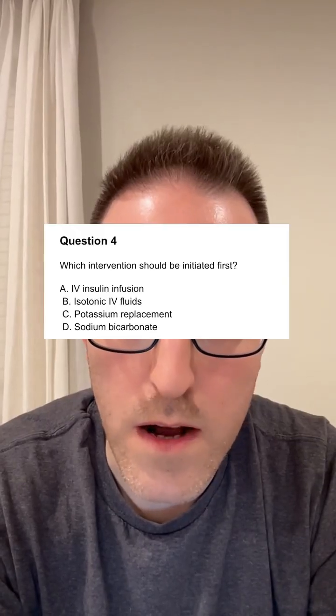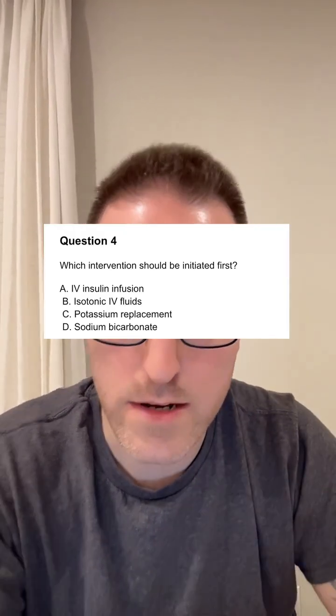So question 4 here. Which interventions should be initiated first?